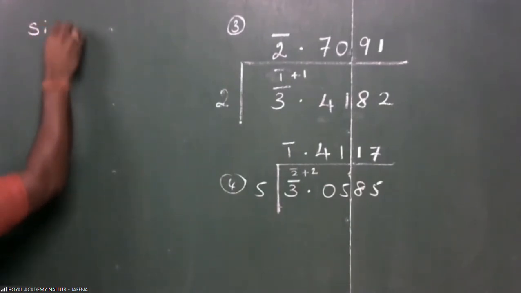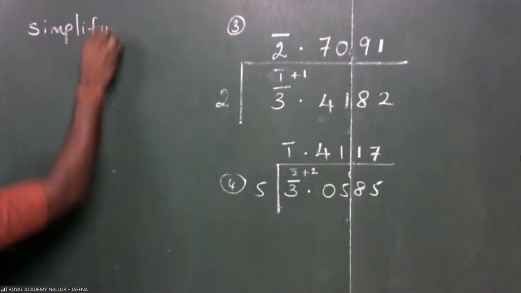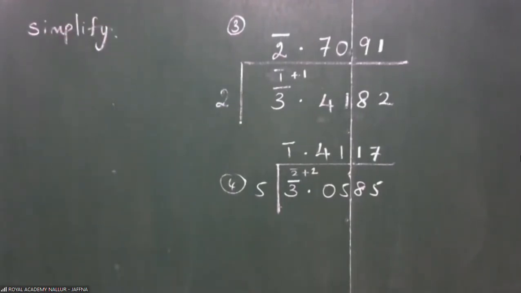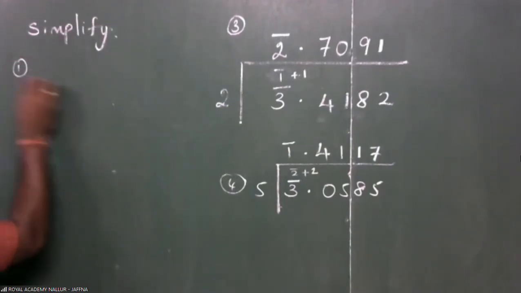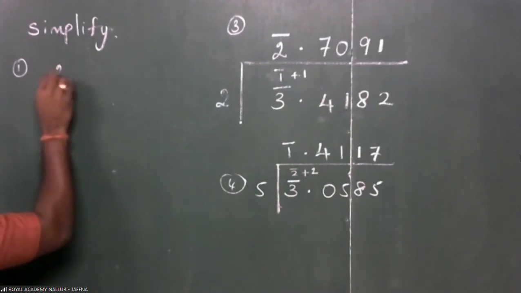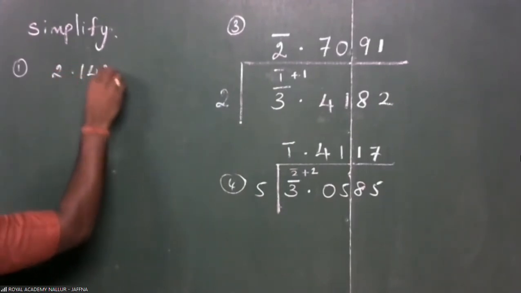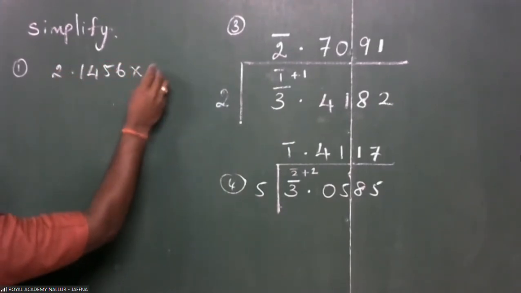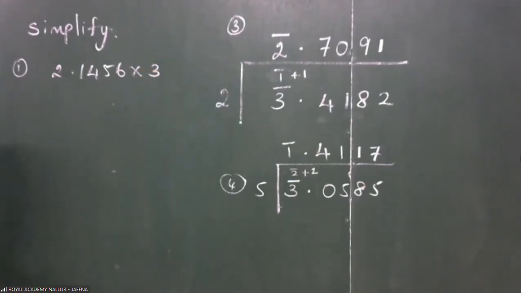Unicellular and multicellular structured body. Unicellular layer. First one, 2.1456 into 3, positive values.